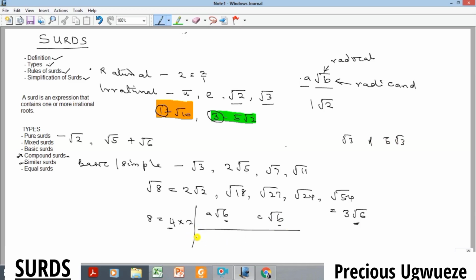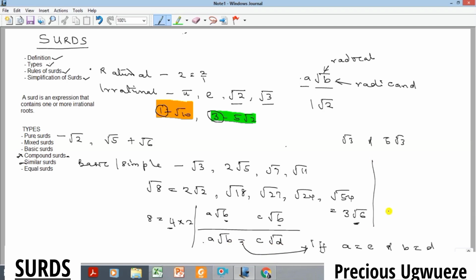So we go to equality of surds. For equality of surds, if you have surd A root B and C root D, these two surds are equal if and only if A is equal to C and B is equal to D. So the rational part must be equal and the irrational part must be equal. Your A must be equal to C, and your B, the radicand, must be equal to the radicand of the other one. If that doesn't happen, then they are not equal.